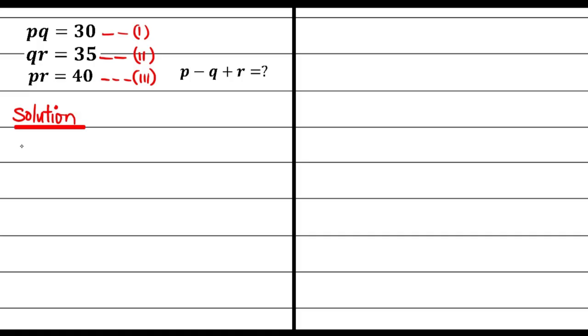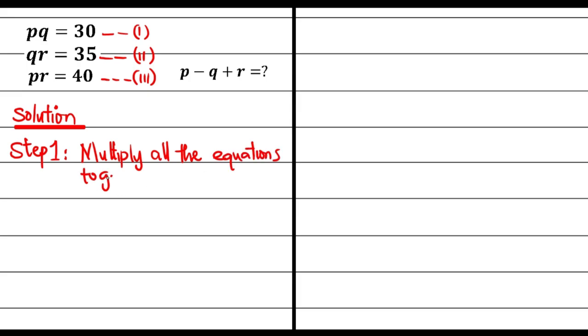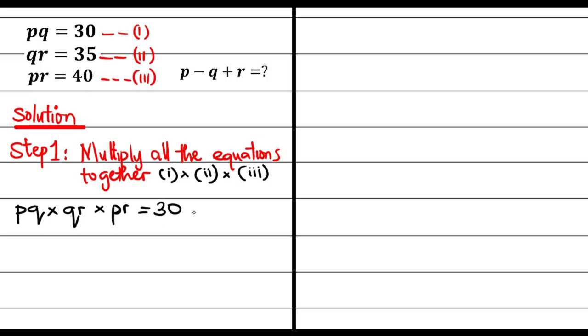I'm going to start by saying step number 1. So what am I going to do? Multiply all the equations together. That is equation 1 multiplied by equation 2, then multiplied by equation 3. Therefore, I'm going to have PQ multiplied by QR, then multiplied by PR, and this is going to be PQ, that is 30, then multiplied by QR, that is 35 from the question, then multiplied by PR, which is 40.